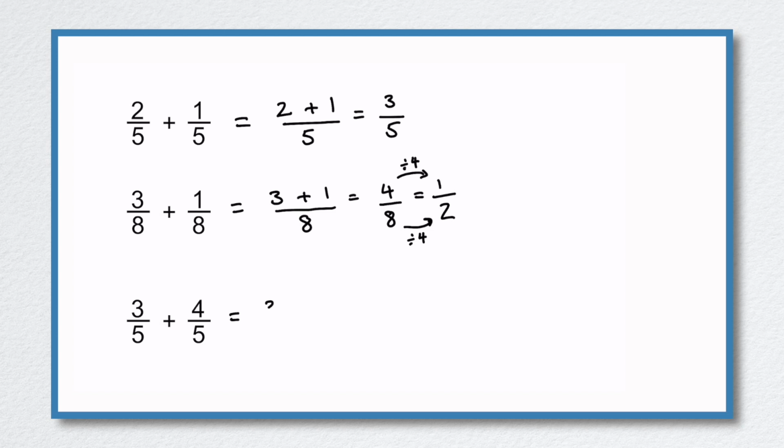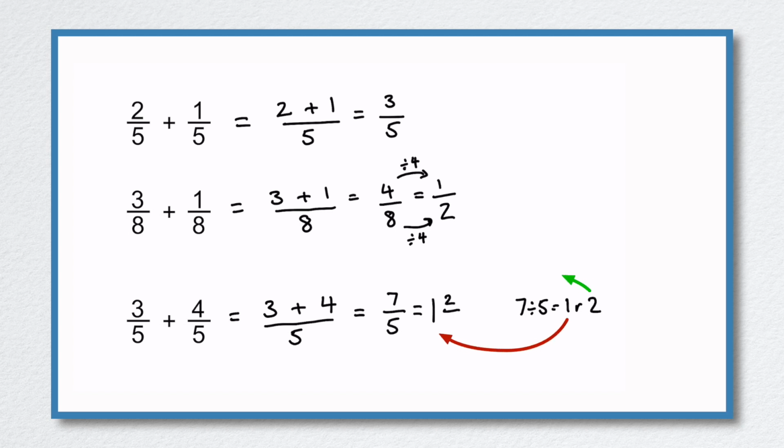3/5 add 4/5. The denominators are the same, so we add the numerators. 3 add 4 is equal to 7, so we end up with 7/5. Another thing you might be asked to do is if you end up with an improper fraction, as we have here, you may be required to write it as a mixed number. And we covered mixed numbers in a previous video. So remember, think of 7/5 as 7 divided by 5. 5 goes into 7 once, with a remainder of 2.